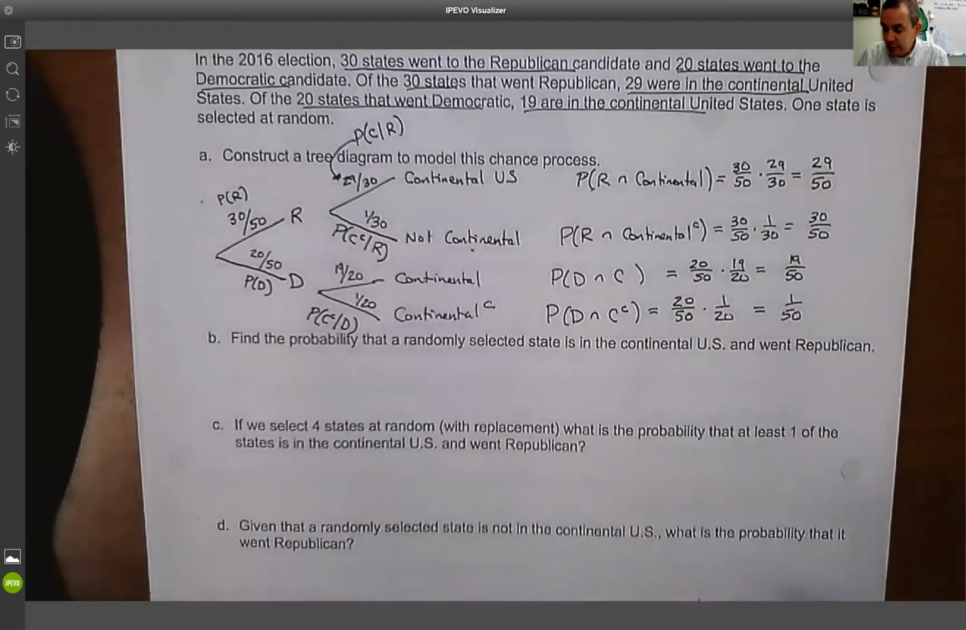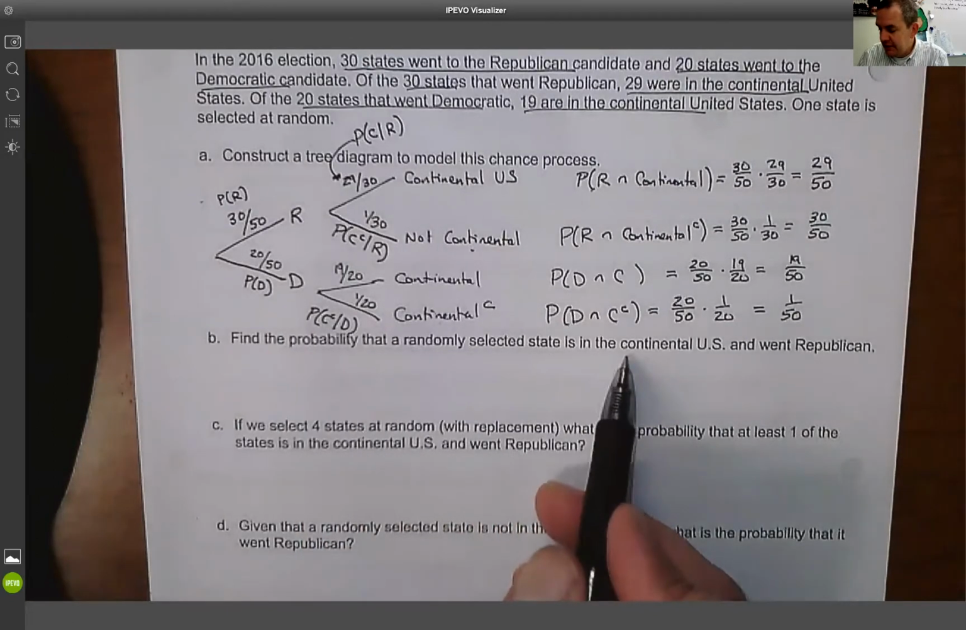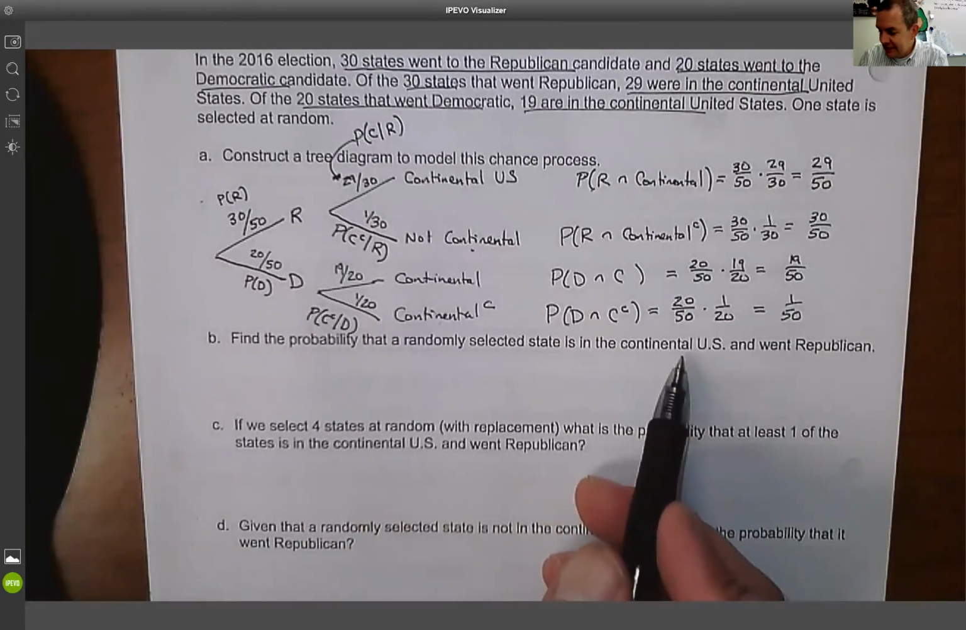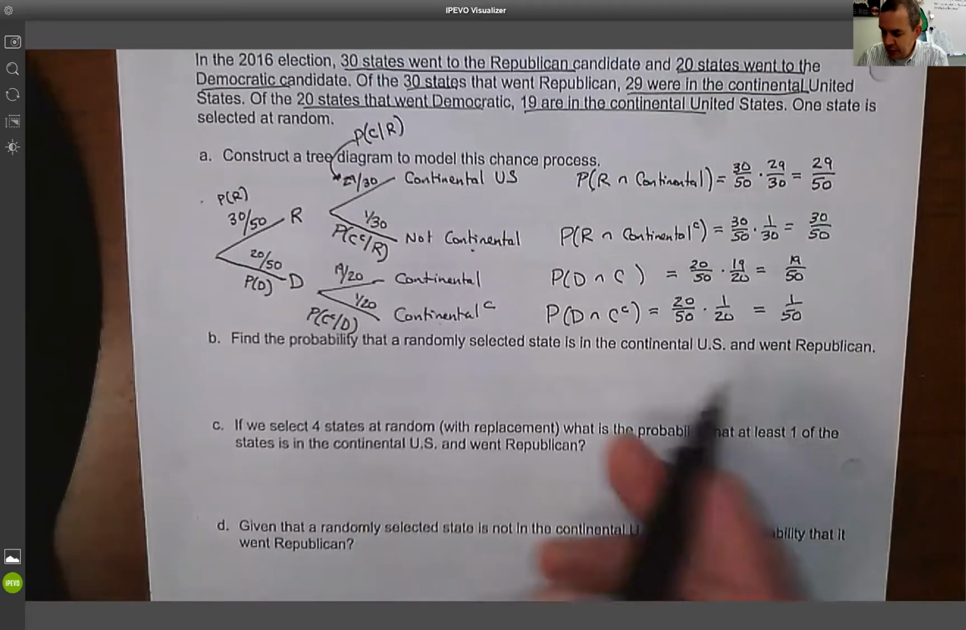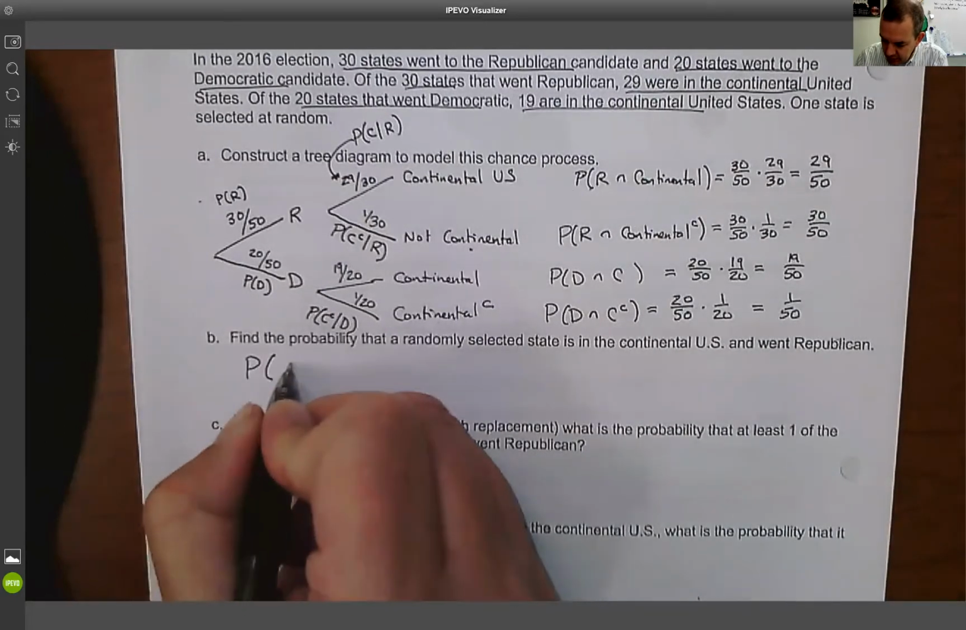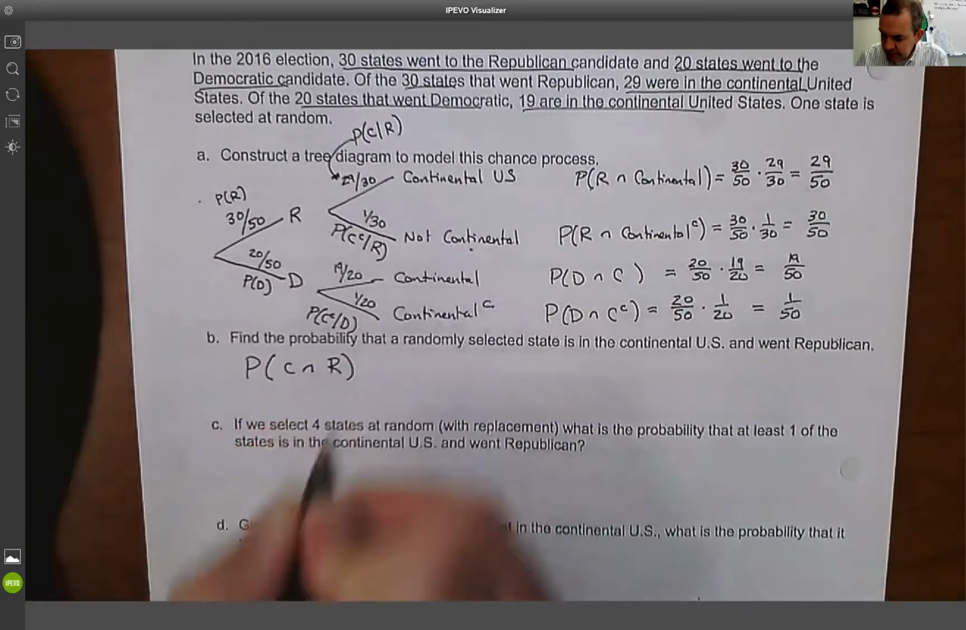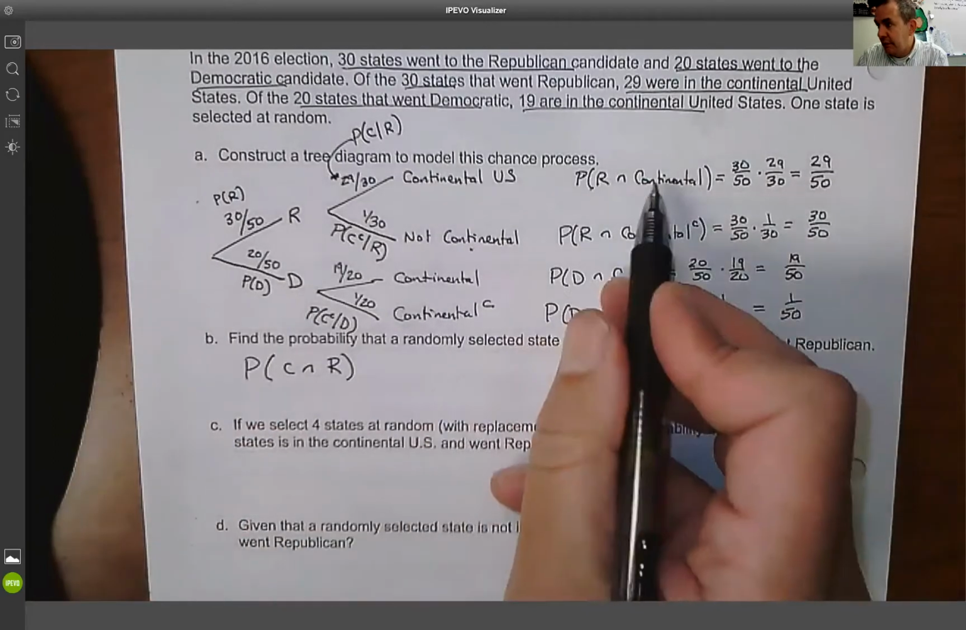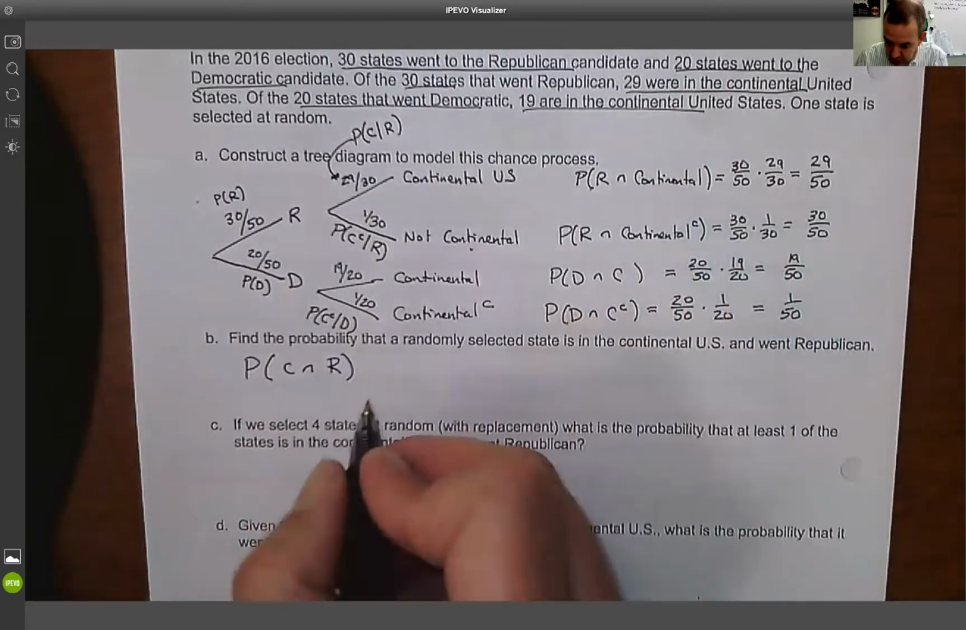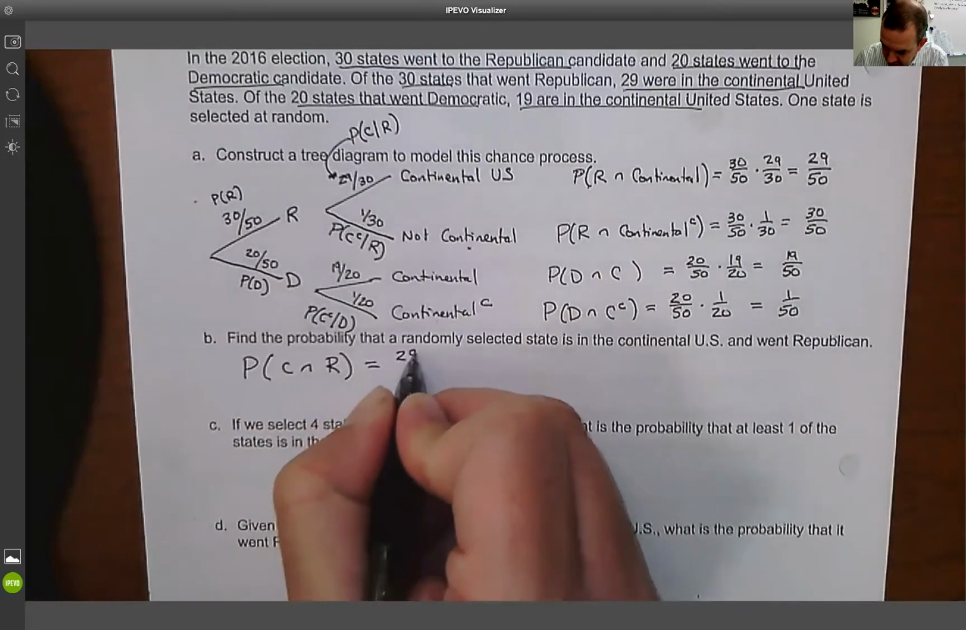Okay, so now we answer questions. Find the probability that a randomly selected state is in the continental United States and went Republican. So this one is asking you continental and Republican. Well, these are the same thing in this case. What we are going to say is that the chances of that happening are 29 out of 50.